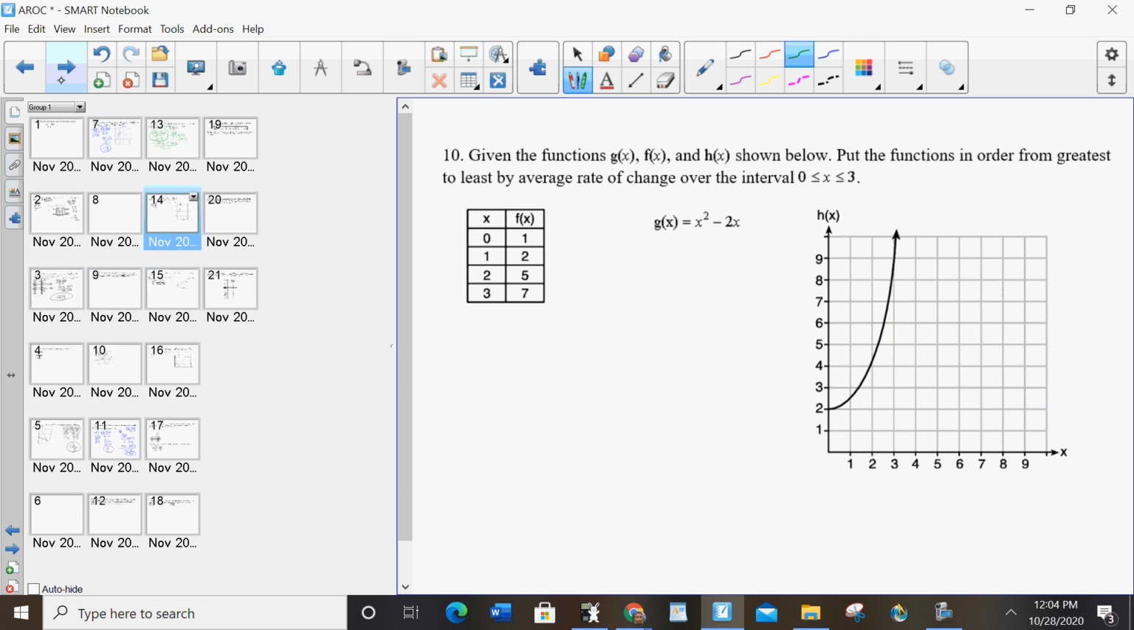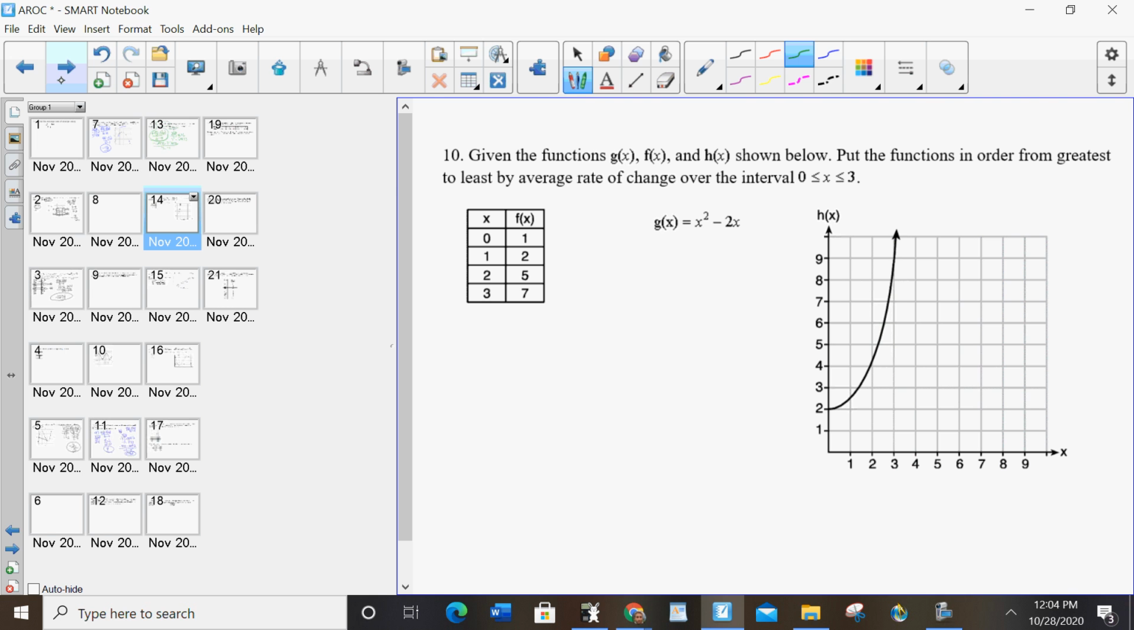10. Put the functions in order from greatest to least by average rate of change over the interval 0 to 3. So here's where they get annoying. I know how to do average rate of change, but because I have to put them in order, I need to find the average rate of change for each of them.